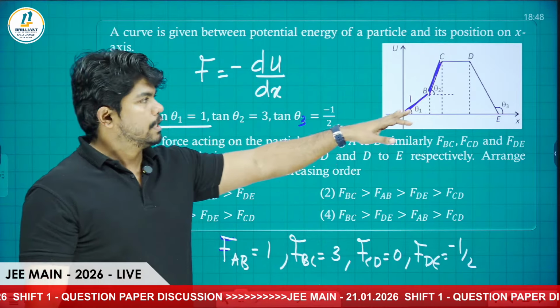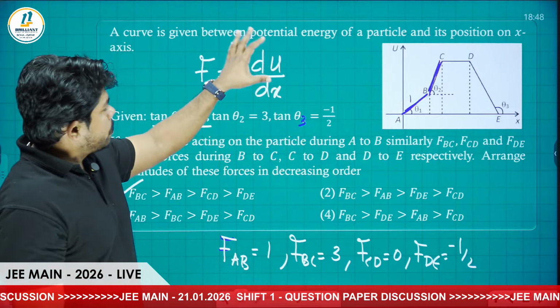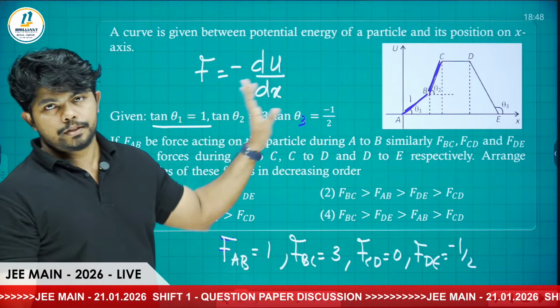The idea you should learn is, if there is a potential-position graph given, then you can find the slope, and that slope will be equal to the force.